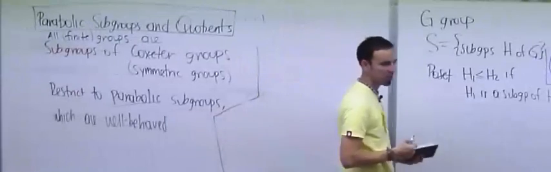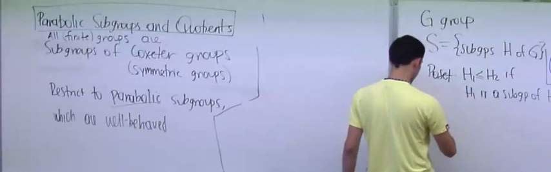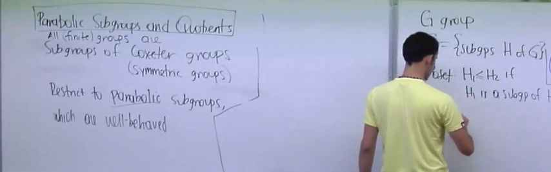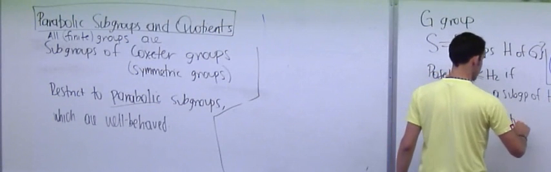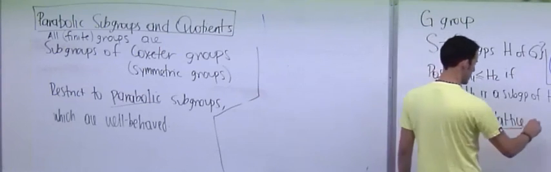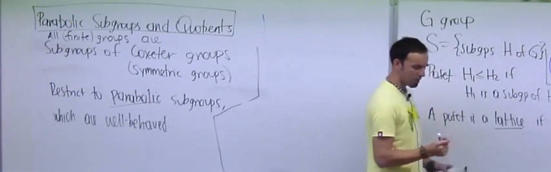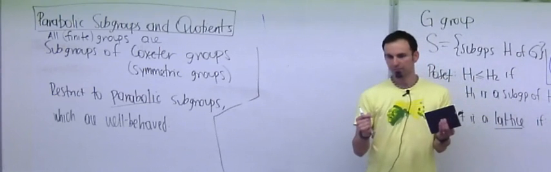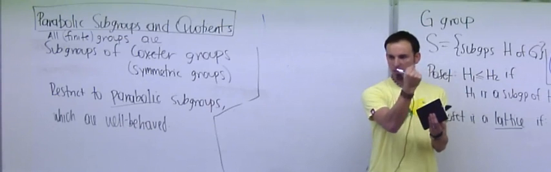There's a very nice family of posets called lattices. Okay? So a poset is a lattice if every two elements of the poset, they have exactly one unique lowest upper bound.